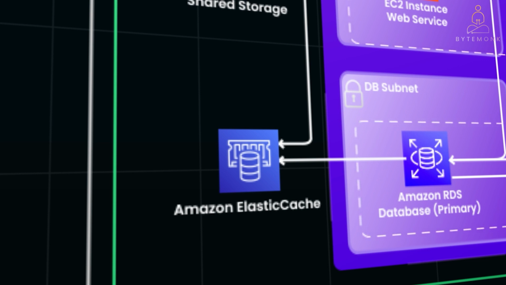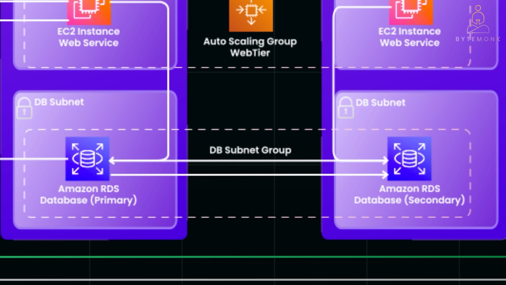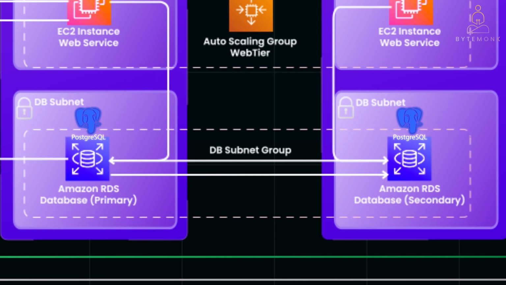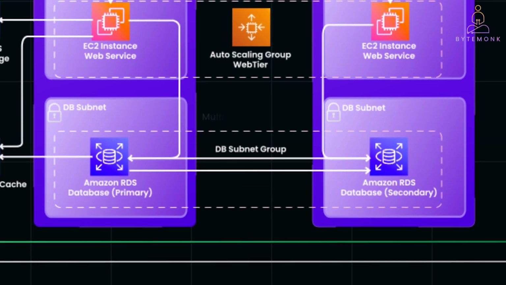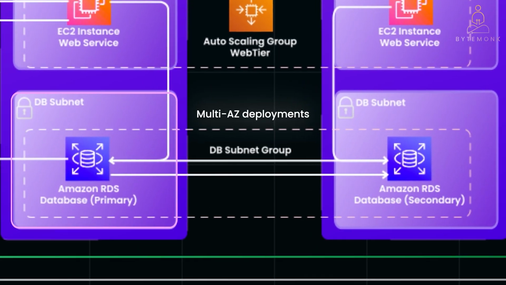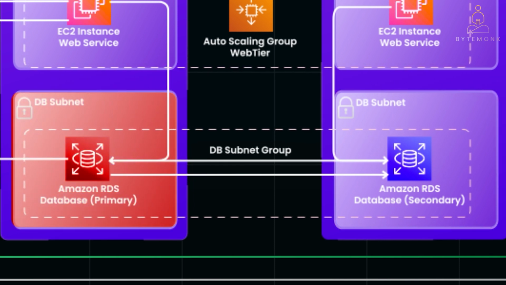For structured data storage, we have Amazon RDS in the database subnet. RDS is a managed database service that supports popular databases like MySQL, PostgreSQL, and others. Here, critical data like user information, transactions, or product details is securely stored. With multi-AZ deployments, RDS has a primary database in one AZ and a backup in another. If the primary database encounters issues, the standby takes over seamlessly, keeping your data available.